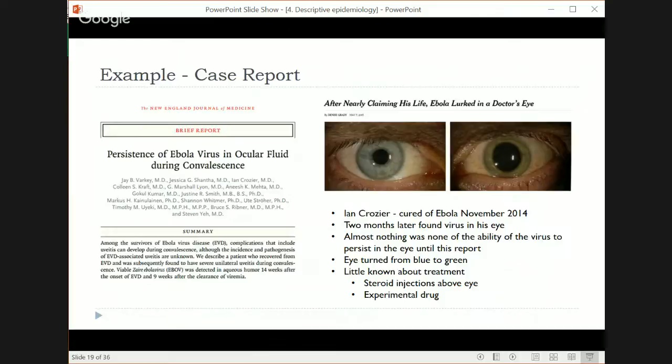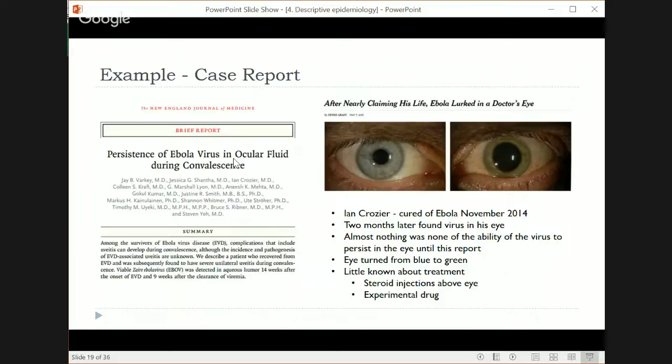2 months after he was cured, they found virus in his eye. At this point in time, almost nothing was known of the ability of Ebola virus to persist in the eye. So until this report was published, this is why it's a case report. The authors are reporting on one case, and they're telling us something we never knew about Ebola virus. The picture shows you, on the left, a blue eye. On the right, a green eye. What happened when he had the persistent virus in his eye is that his eye actually changed color, from blue to green.